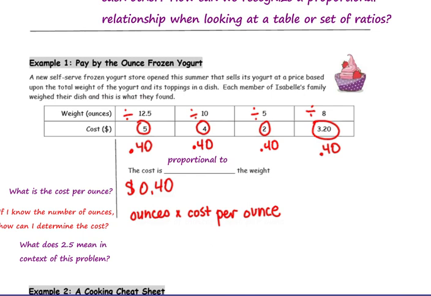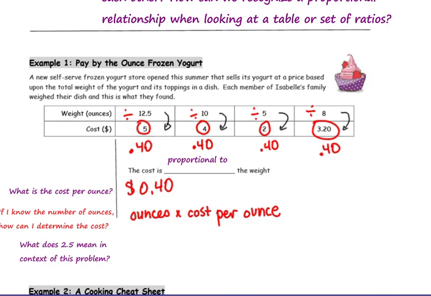The next question, what does 2.5 mean in the context of this problem? Well, first let's find out, where did 2.5 come from? 2.5 comes from dividing 12.5 divided by 5. Let's draw a line. 12.5 divided by 5 is 2.5. 10 divided by 4 is 2.5. 5 divided by 2 is 2.5. And 8 divided by $3.20 is 2.5. So if you're doing the division problem the other way around, the answer is 2.5.